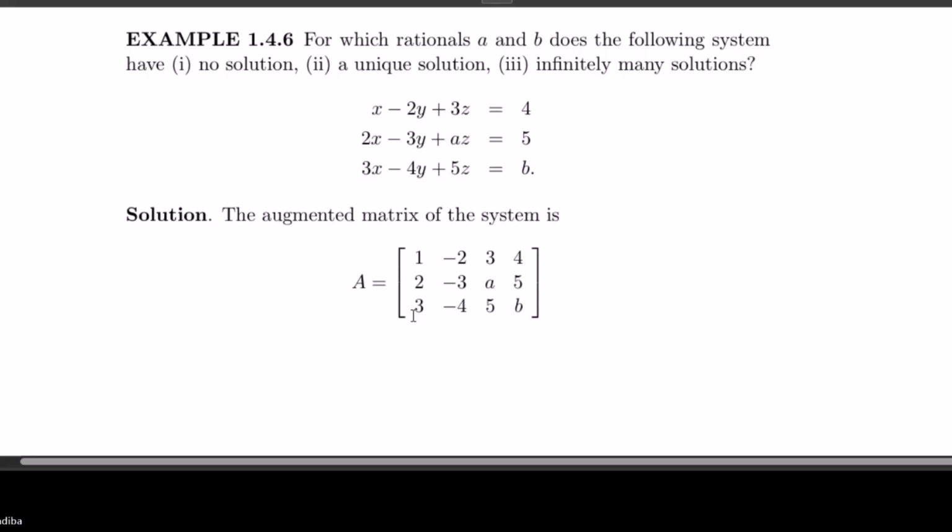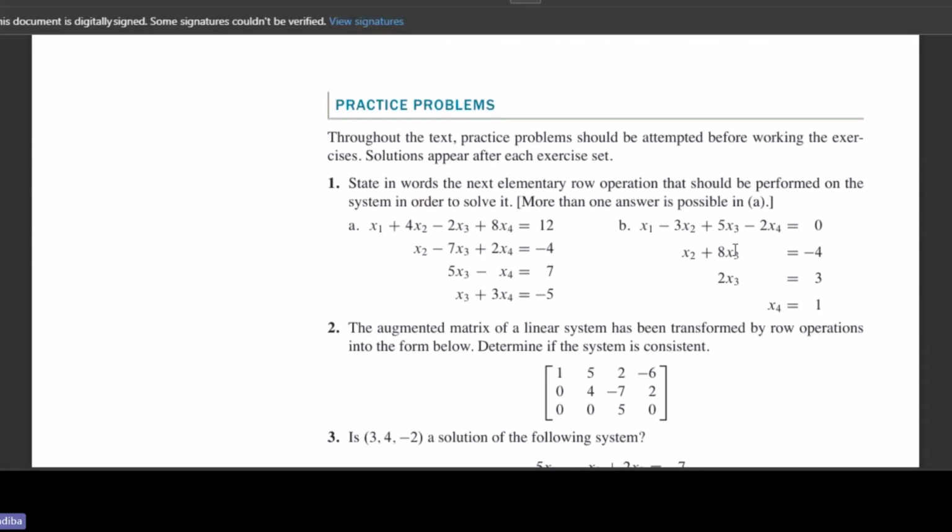That's it. Number 2 says, the augmented matrix of a linear system has been transformed by row operations into the form below. Determine if the system is consistent. The augmented matrix of a linear system has been transformed by row operations into the form below. Please determine if the system is consistent.